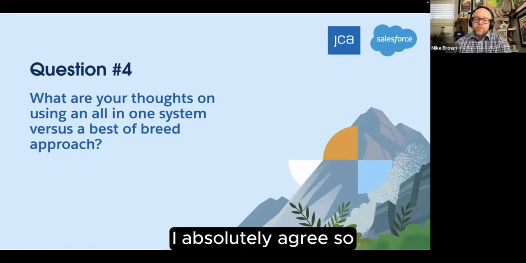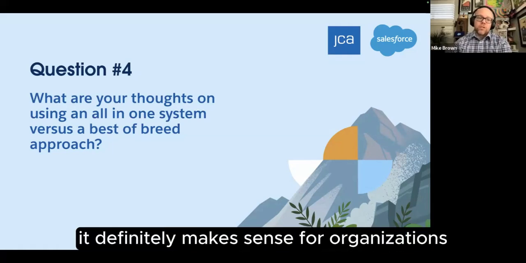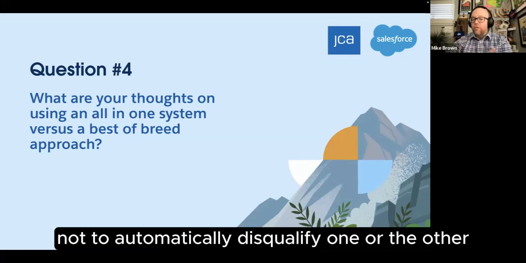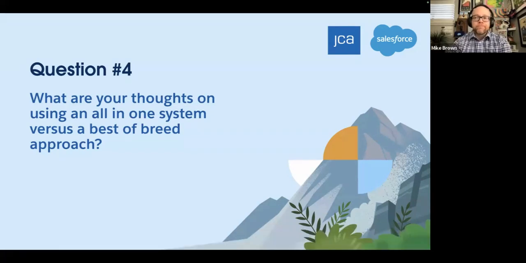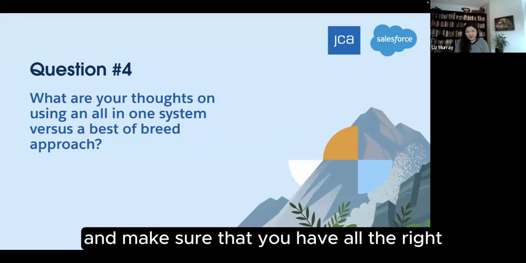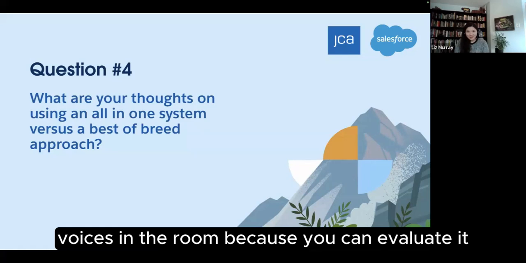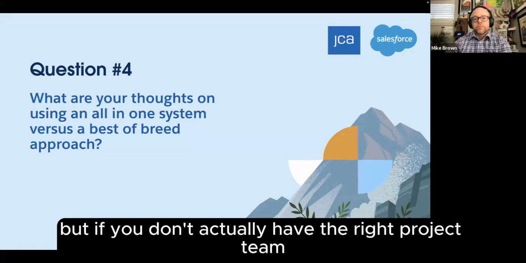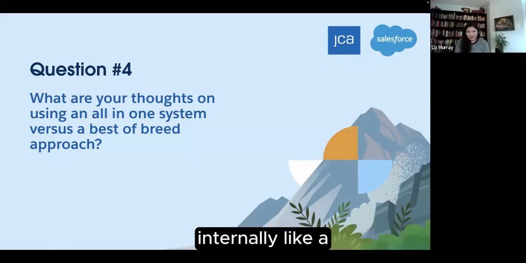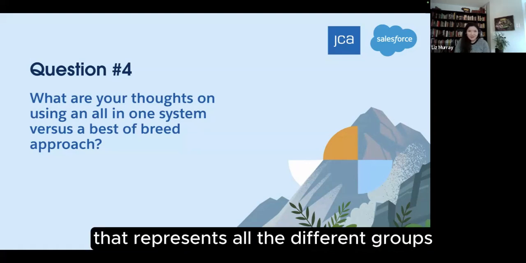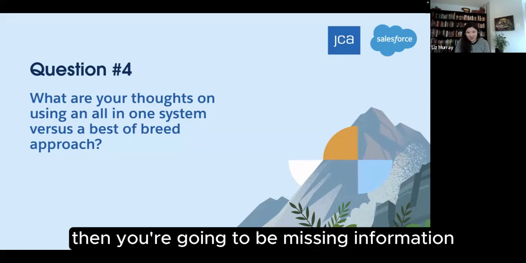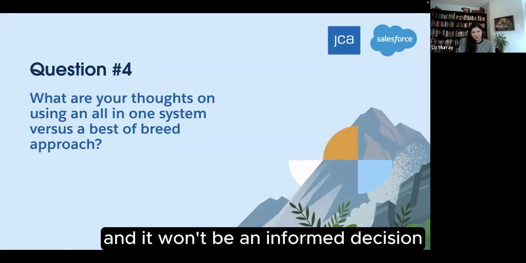I absolutely agree. So it would definitely make sense for organizations not to automatically disqualify one or the other, but to make sure they evaluate all of their options when they're looking at new systems. Yeah, and make sure that you have all the right voices in the room, because you could evaluate it, but if you don't actually have the right project team internally, like a cross-functional team that represents all the different groups, then you're going to be missing information and it won't be an informed decision.